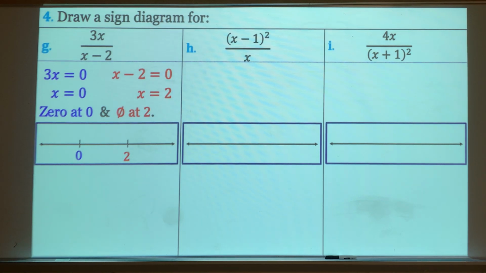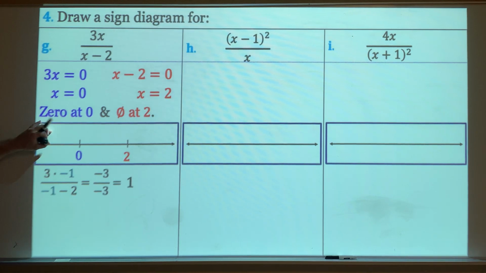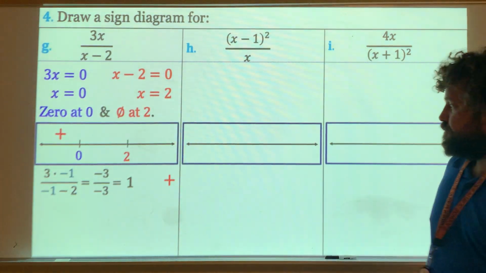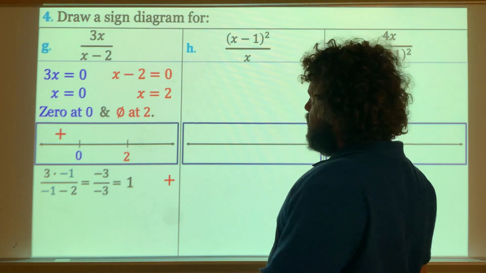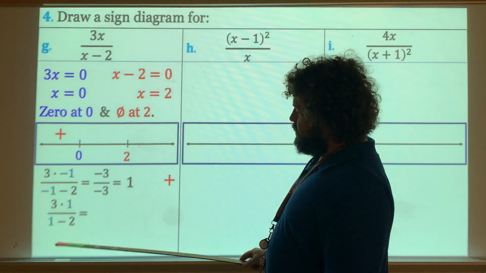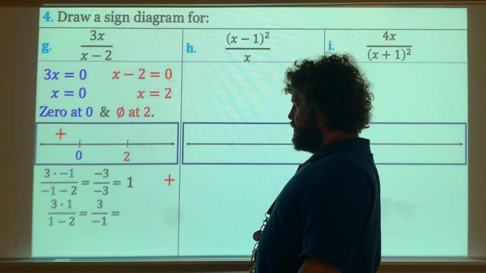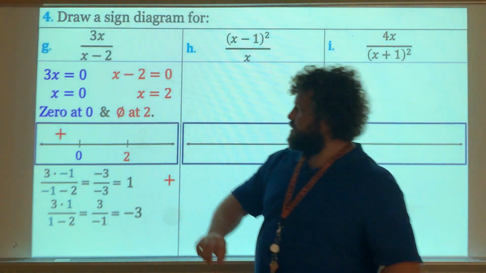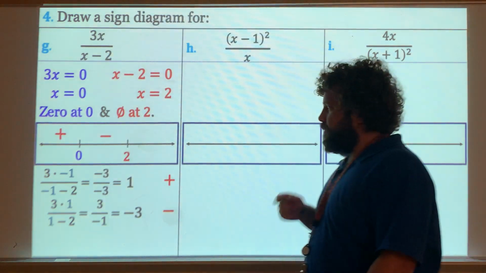Number less than 0 is negative 1. 3 times negative 1 is negative 3, divided by negative 3 is 1, which is positive. 1 is between 0 and 2. 3 times 1 is 3, divided by negative 2, divided by negative 1, which is negative 3, which is negative.